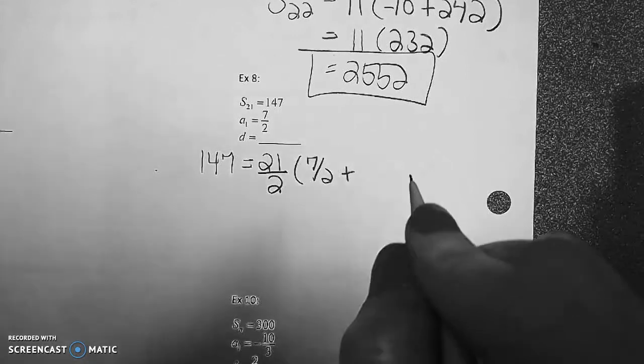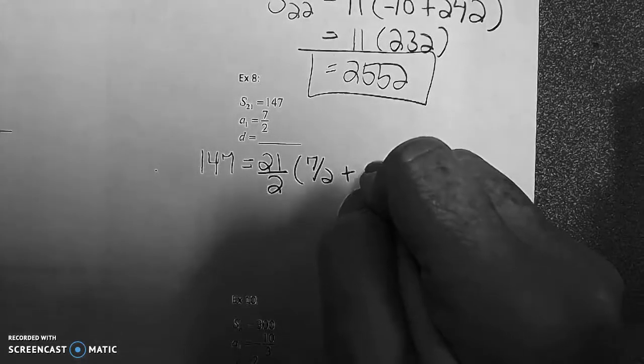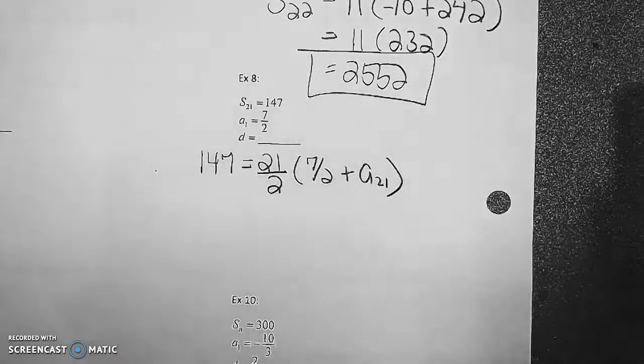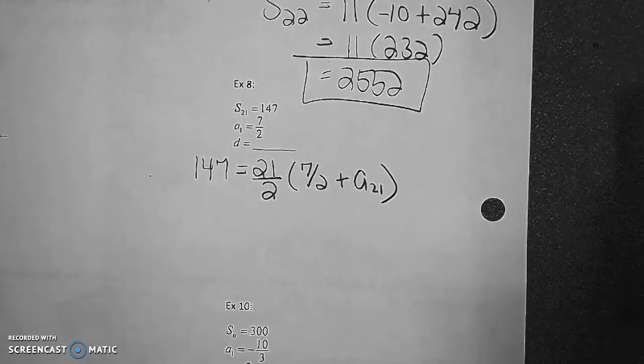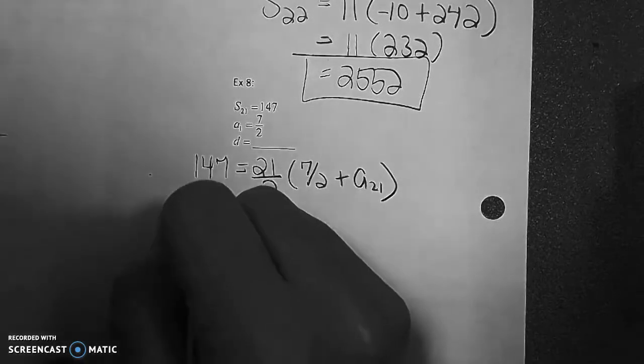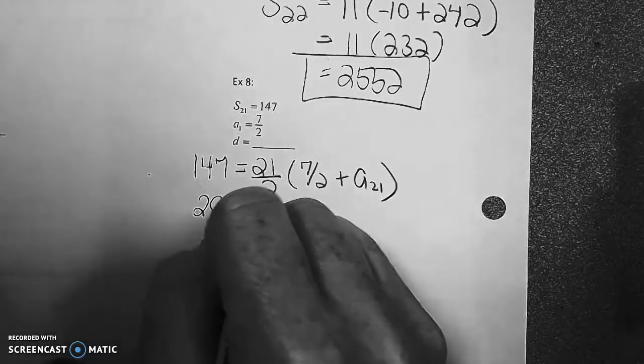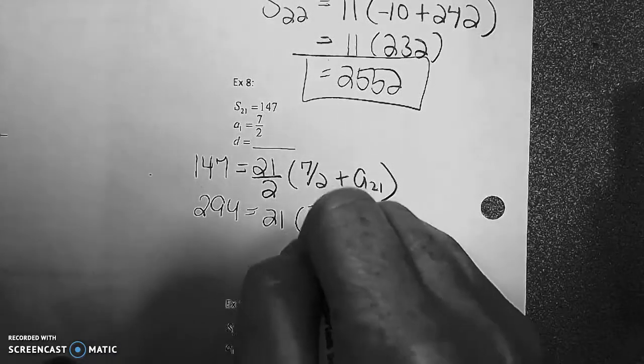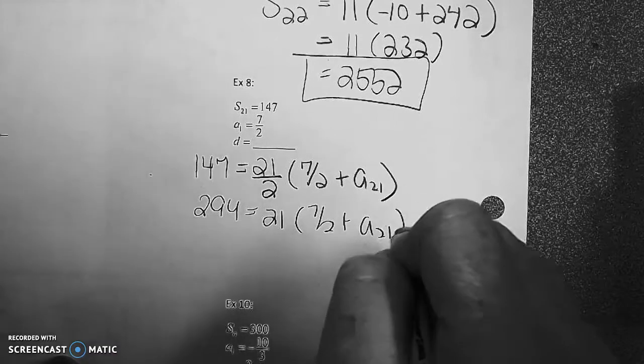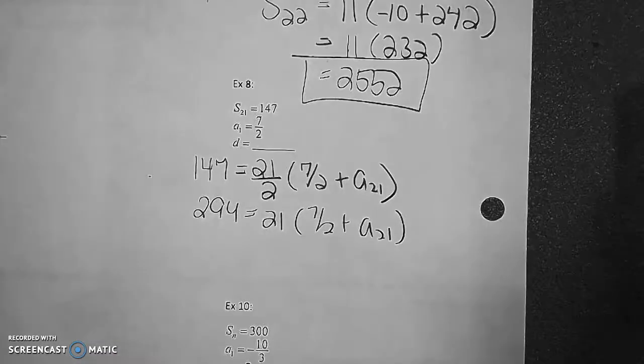Oh, here's what I don't know. I don't know the 21st term. However, can I find the 21st term? Well, yeah, I can do that pretty quickly now. So I'm going to multiply both sides by 2, so I'm not dealing with that fraction. I'm going to divide by 21.